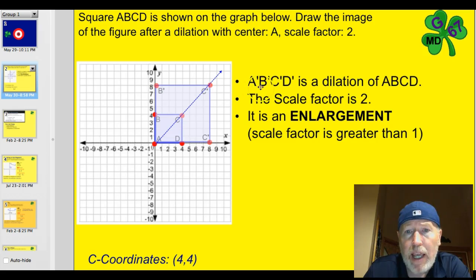So I have A prime, B prime, C prime, D prime. That's a dilation of our original ABCD. The scale factor is 2, which is greater than 1, so it's an enlargement.